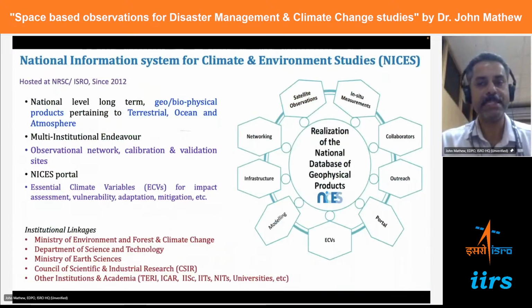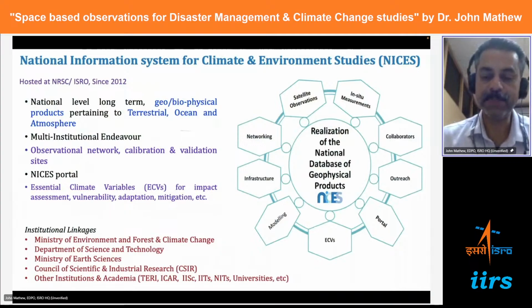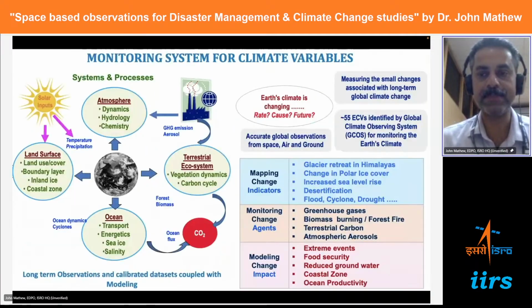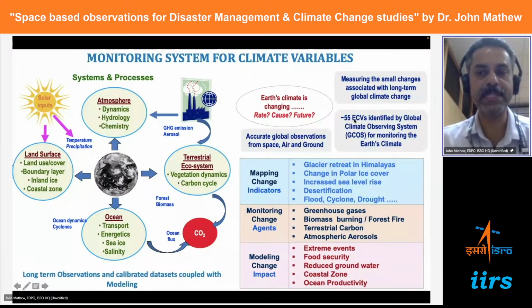Now, what is ISRO's interest? I would also like to mention that nearly 50% of these essential climate variables, that is about 27 or 28 variables, are amenable to space-based observation. That means you can have some sort of assessment or at least partial observations of these ECVs using space-based inputs.